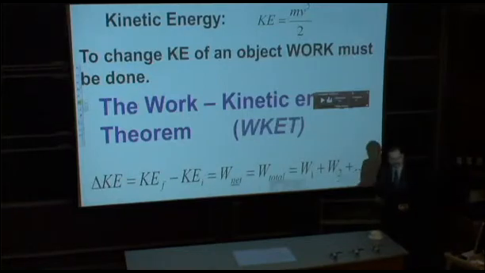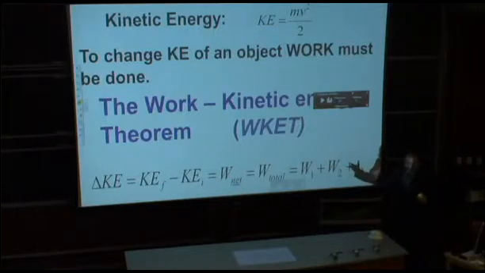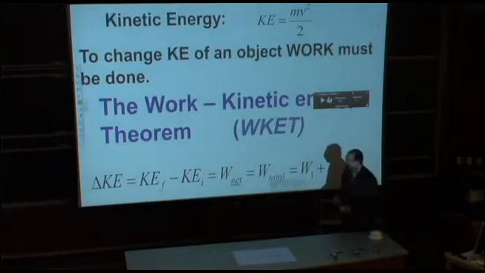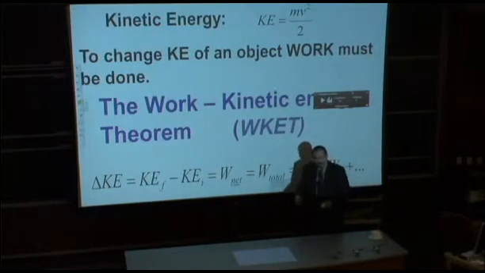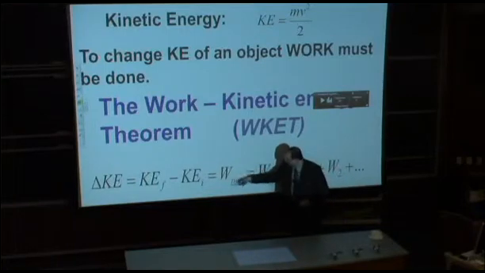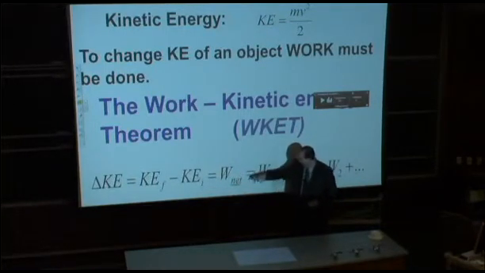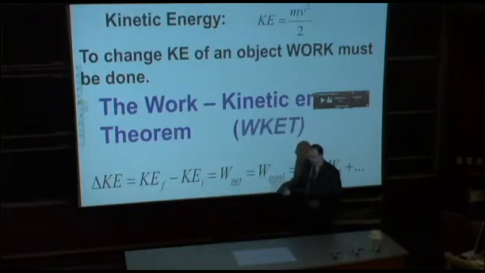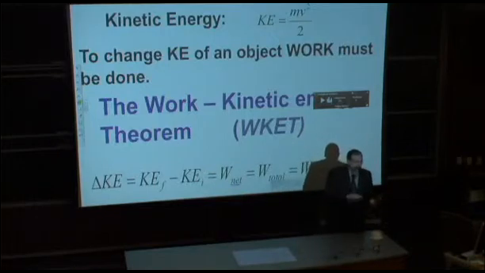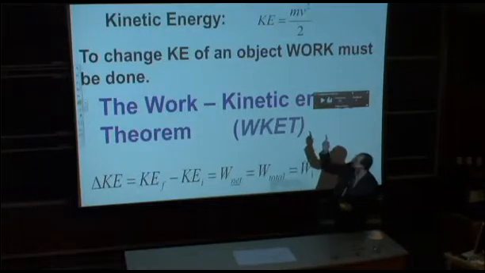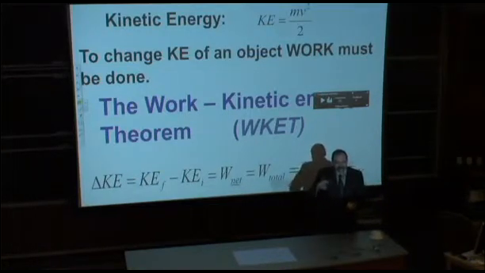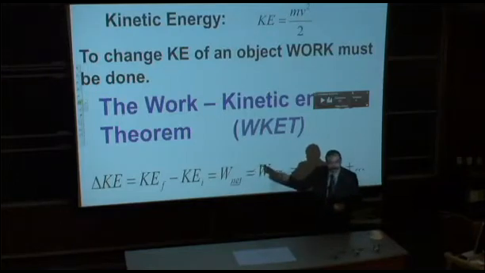This statement has a name. We call it the work-kinetic energy theorem because, well, basically it's a law. And the difference between this equation and the previous one is this word, net, total. So every force acting on an object might do some work. The net force is responsible for the acceleration of an object. The net work is responsible for the change in its kinetic energy.